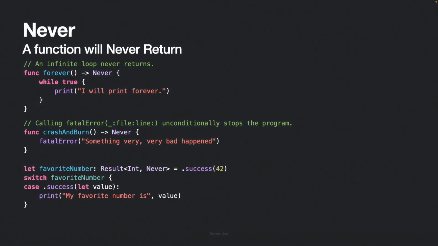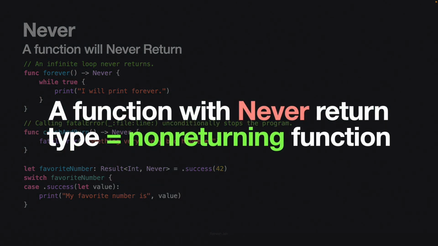Another example is the Result type. Result is a Swift type that takes two generic arguments. First is a value, second is error. In this, the error is defined as Never, so it will never return an error. So in this case, we do not need to write the failure case because it will never throw an error. A function with a Never return type is called a non-returning function.